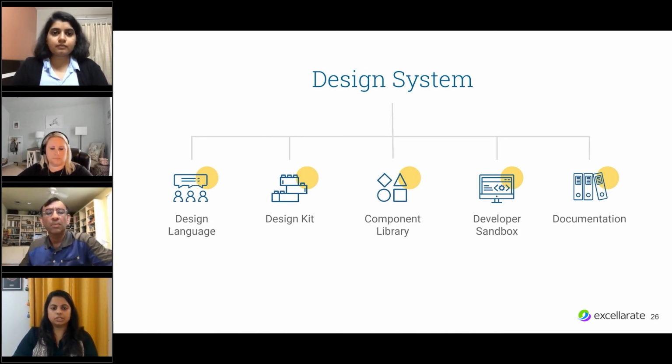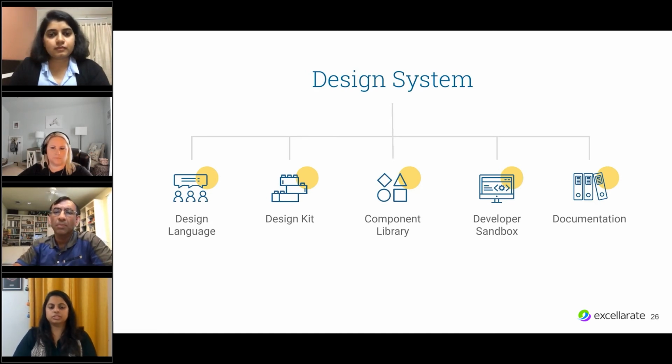Then the next essential part is a design kit. Design kit is basically the design of the components and the anatomy of the designed components. Also mentioning the behavior, the do's and don'ts, how and where and when these components can be used and what combinations they would be used in. Next is a component library.